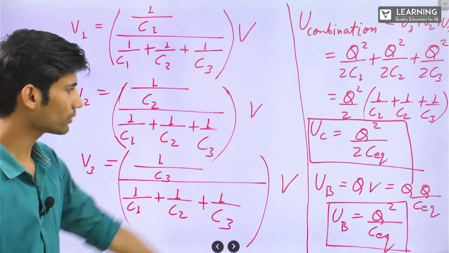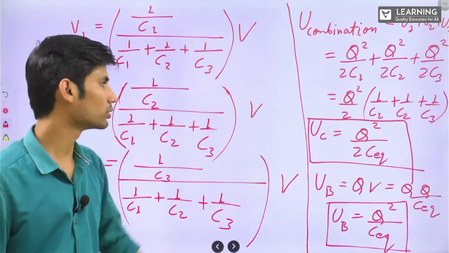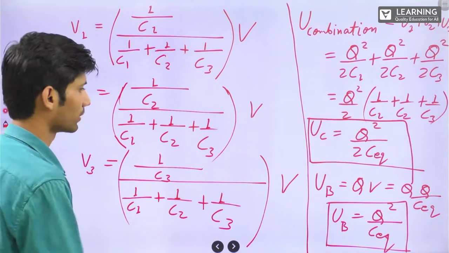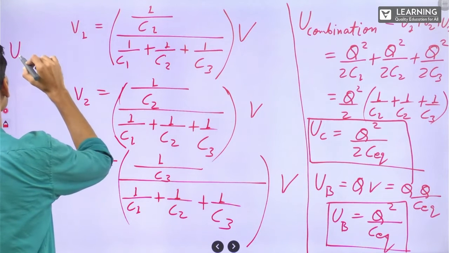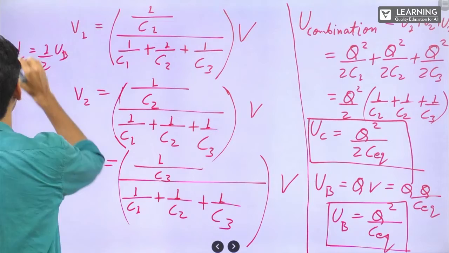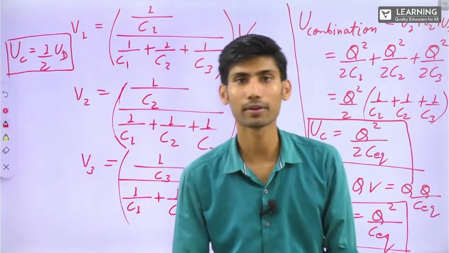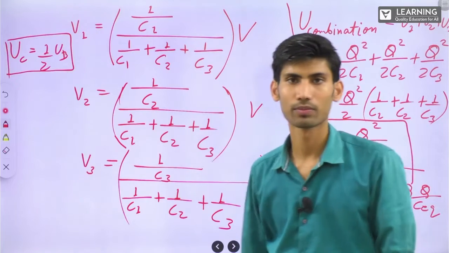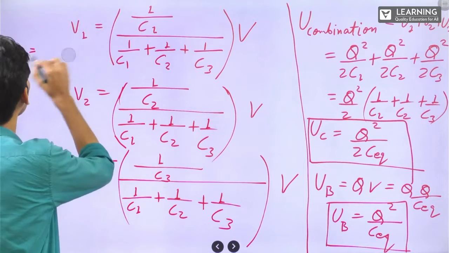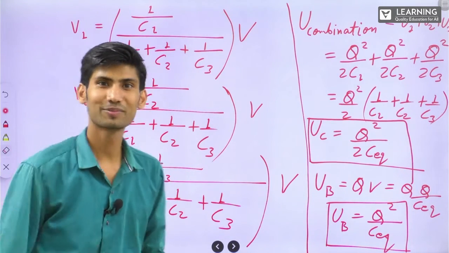Okay? From here, U by battery is equal to 2 times U by this, or U of combination is half of U by battery. I am writing here, U of combination is equal to half of U by battery. Energy of the combination is equal to half of the energy provided by the battery. Write this down. Clear? I am erasing this, but you have to write it down. Done. Shall we go further?